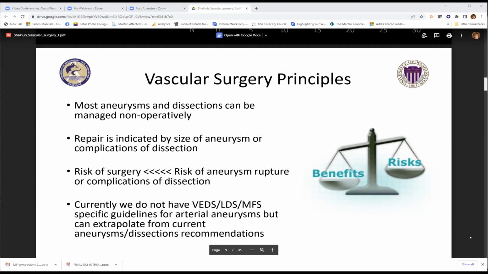And then for dissections, if there's blockage of the arteries or if there's rupture, obviously, then they need to be repaired. We don't have specific guidelines for vascular EDS, Loeys-Dietz, and Marfan syndrome specifically, but we do have general guidelines that are derived from population studies among people who don't have these diagnoses. Next slide.